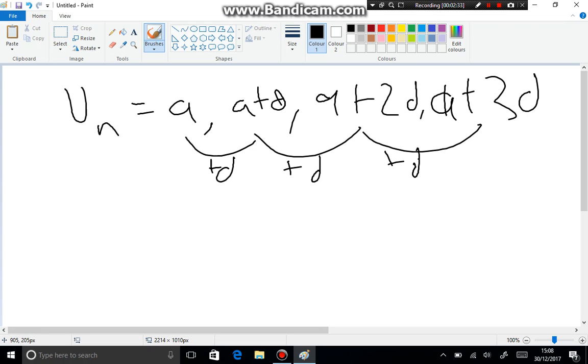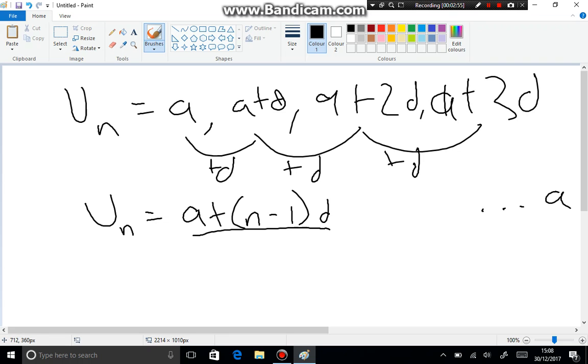Now let's say we reversed this order. The last term would be a plus n minus 1d, correct? And the first term would be a. If you think about it, if you add un to itself when you flip it, so a plus n minus 1d plus a, and then something else all the way to a, they all add up together to make 2a plus n minus 1d.